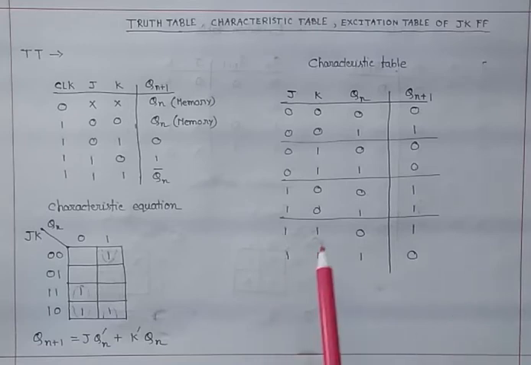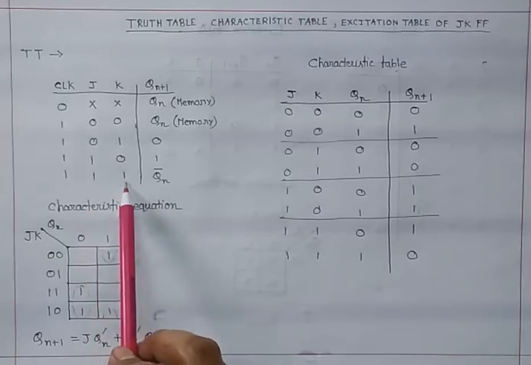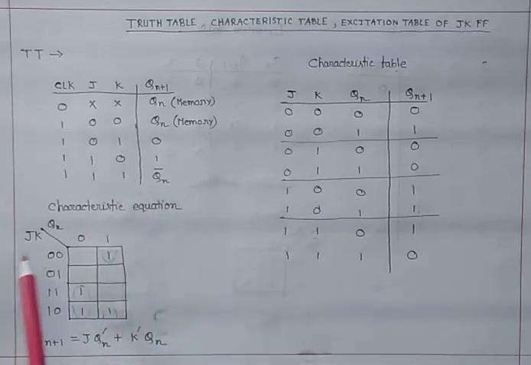Now what will happen for the input pattern where J, K both are equal to 1? We know from the truth table that for input pattern J, K equal to 1 1, the output was complemented. That's why we will take the complement of Qn. That's why 0 becomes 1 and 1 becomes 0.